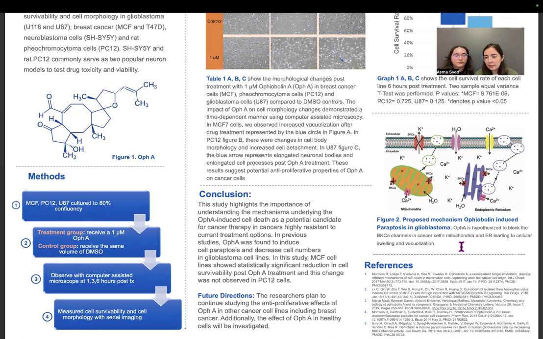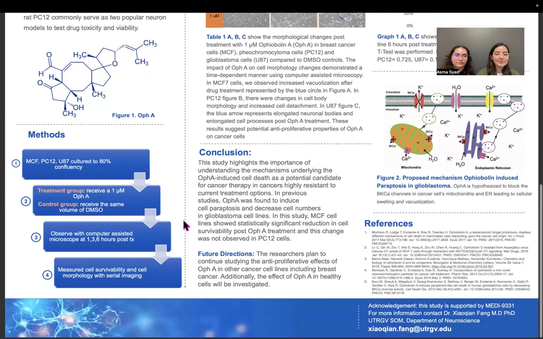So our drug actually blocks this channel right here as hypothesized by previous literature, and that induces a downstream cascade, which causes an increase in intracellular calcium in cancer cells, mitochondria, and the ER, which we hypothesize leads to cellular swelling and vacuolization. So this is the proposed mechanism that may be the cause of the drug's potential anti-proliferative properties.